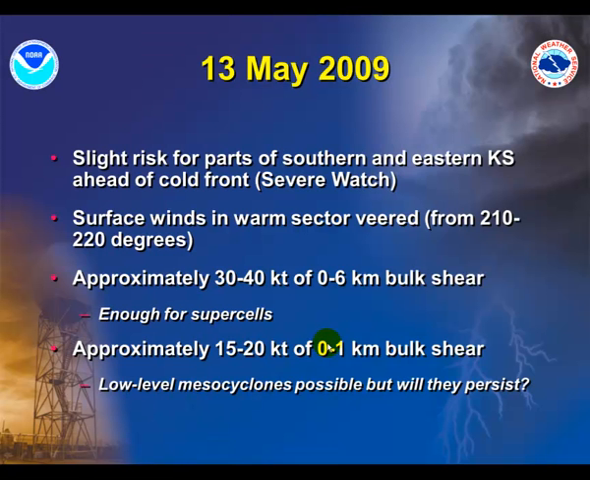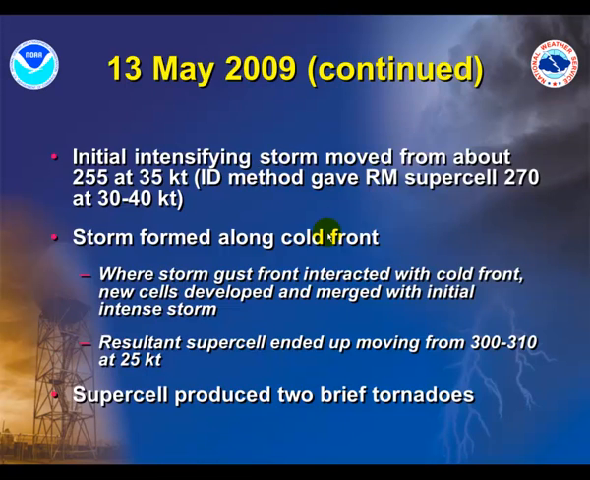An example from our area, we had 13 May 2009, East Central Kansas. Severe risk for parts of southern and eastern Kansas. Winds in the warm sector were veered, which was one of the reasons it was a severe watch, from 210 to 220. So we had 30 to 40 knots of 0 to 6 kilometer bulk shear, plenty for supercells, and about 15 to 20 from 0 to 1 kilometer bulk shear. Not super, but enough for low-level mesocyclones. Maybe, will they persist? That was a question.